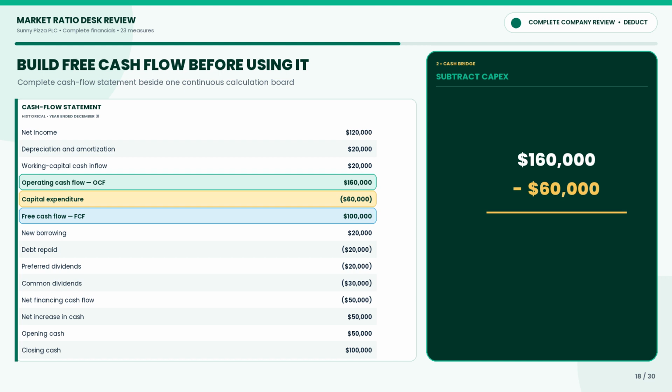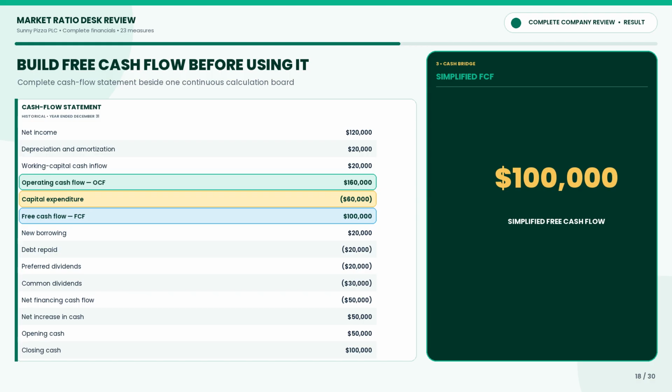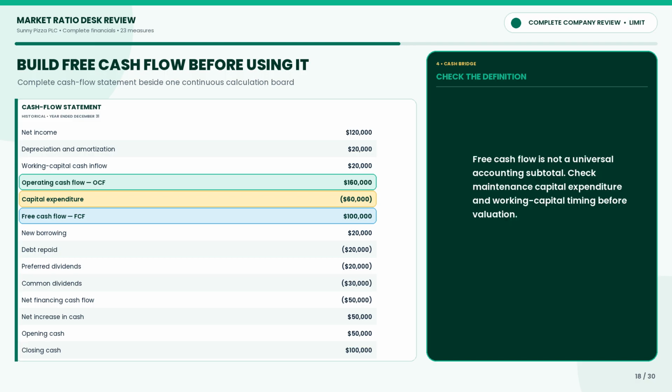This is not a universal accounting subtotal, so the company's definition must always be shown. The central question is whether the capital expenditure deduction is sufficient to maintain the business. Separate maintenance spending from expansion where reliable information exists, and check whether working capital timing temporarily lifted operating cash flow. Only then should free cash flow move into a valuation multiple or yield.